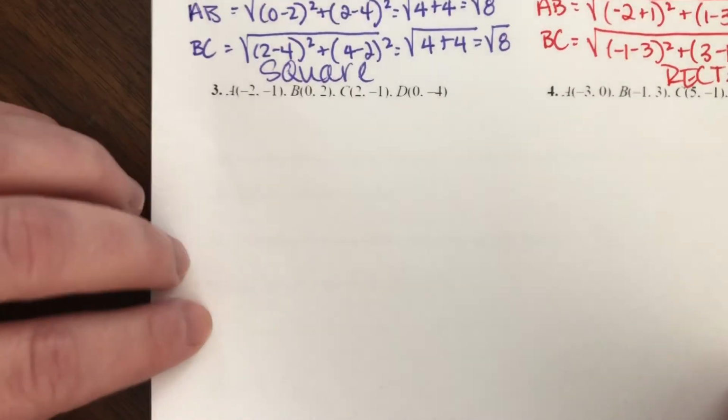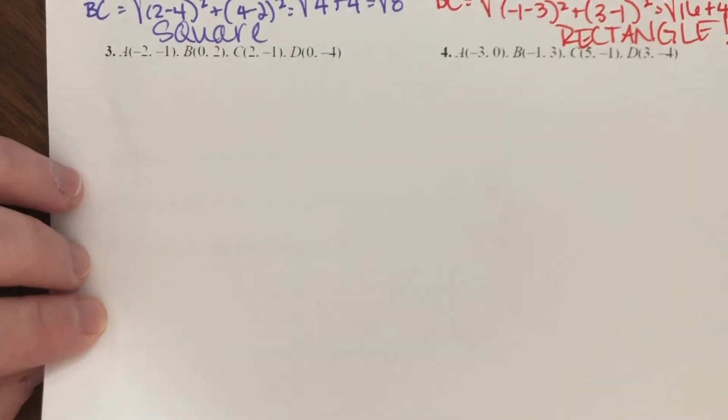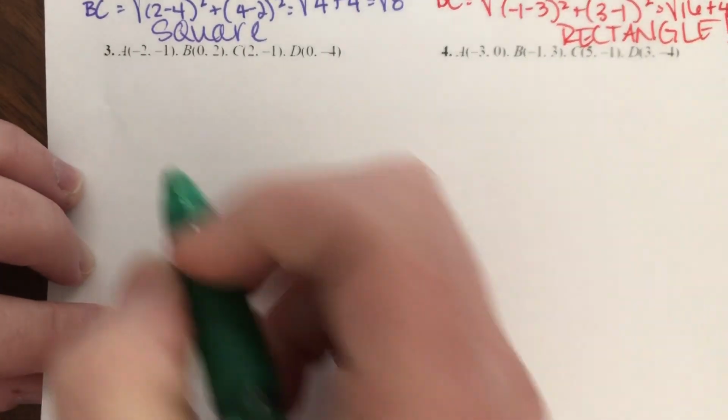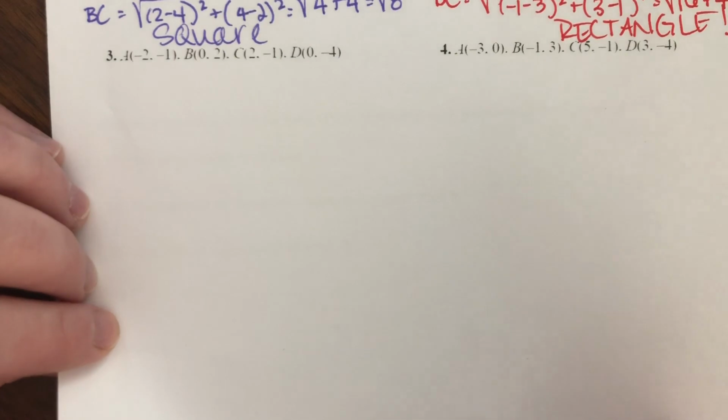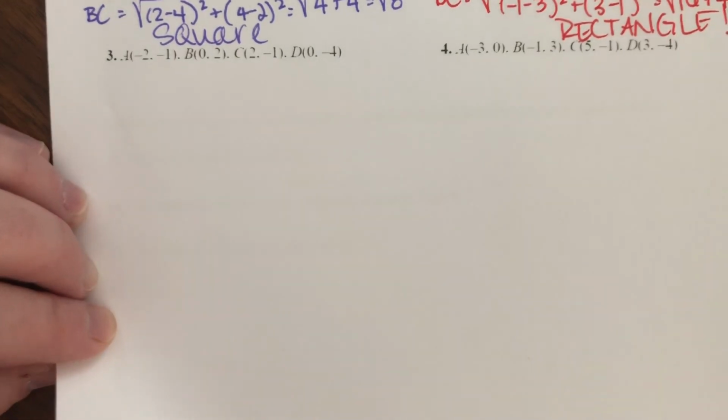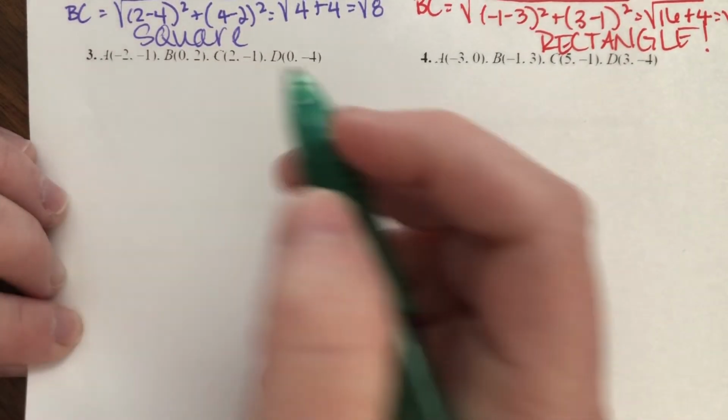Okay, let's do the next one. I know this is super tedious, but good to have practice, right? I'm going to use green. I'm going to start off measuring my diagonals again, AC and BD. If they end up not being congruent, then right off the bat, I know it's a rhombus, right? Number 3.